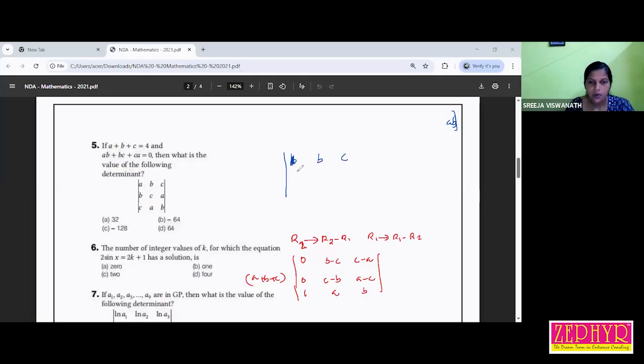1BC, 1CA, 1AB. R2 changes to R2 minus R3. Yes, R2 minus R3 is enough. If we do it like this, we get 0. R2 changes to R2 minus R3. So 1 minus 1, 0. This is C minus A, C minus A and A minus B. Now open the brackets, open the determinant.